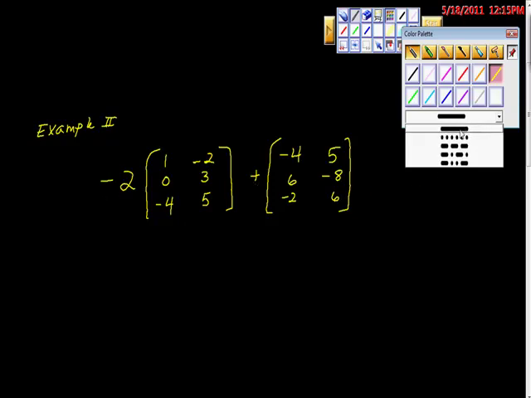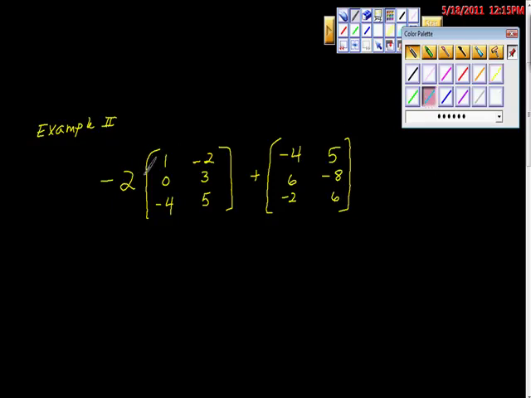So let's take a look at this. We're going to do the same thing that we described before. We're going to multiply this times this, and then this times this, and then this times this, and then this times this, and then this times this. And we're going to come up with a new matrix, aren't we? So our new matrix would look like this.